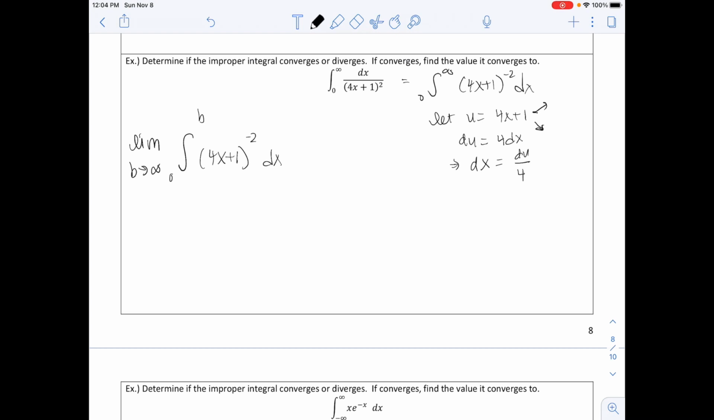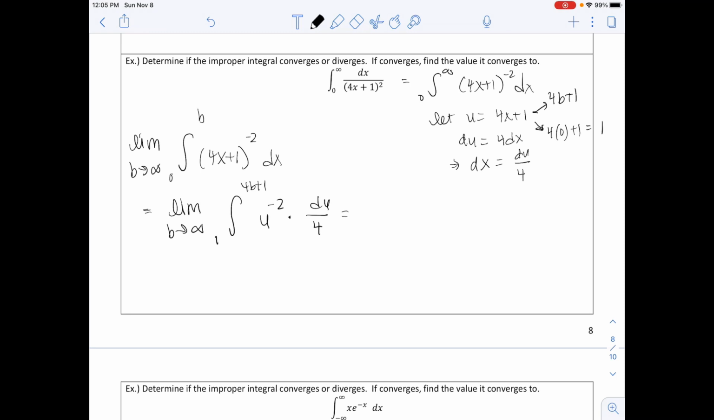And when I do change this, my upper limit of integration, I'm going to substitute in b. So I have 4 times b plus 1, which would stay just how it is. And then my lower limit of integration would be 4 times 0 plus 1, which works out to be 1. So my new limits of integration are going to be the limit as b approaches infinity of, this time integrating from 1 to 4b plus 1. And my new integrand is going to be u to the negative second times dx, which is the same thing as du over 4.